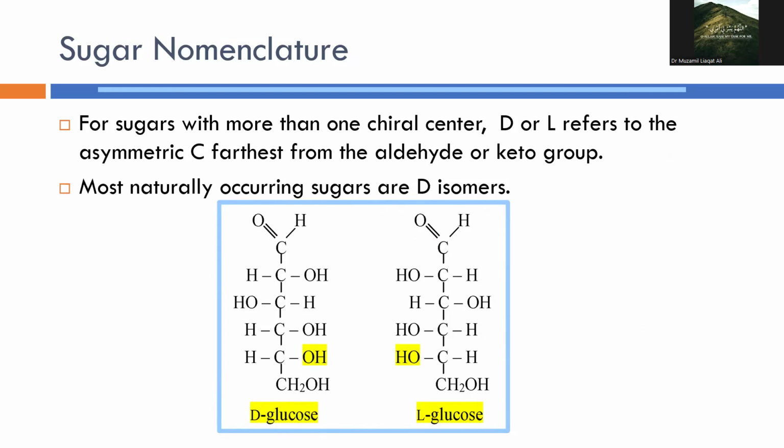In clinical laboratories, the naturally occurring glucose is dextrorotatory, positively signed, right? Hence, the synonym is dextrose, right?